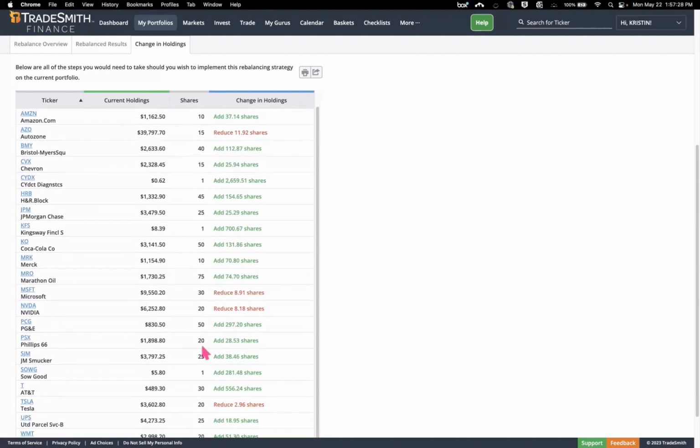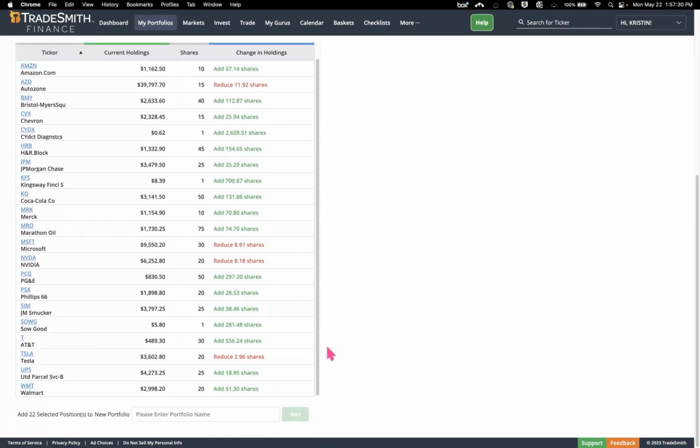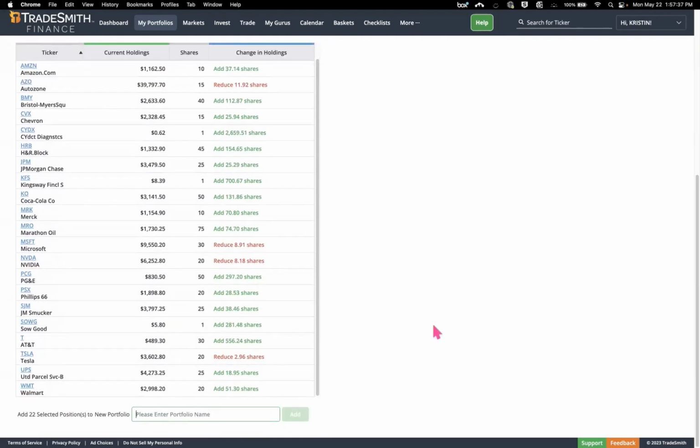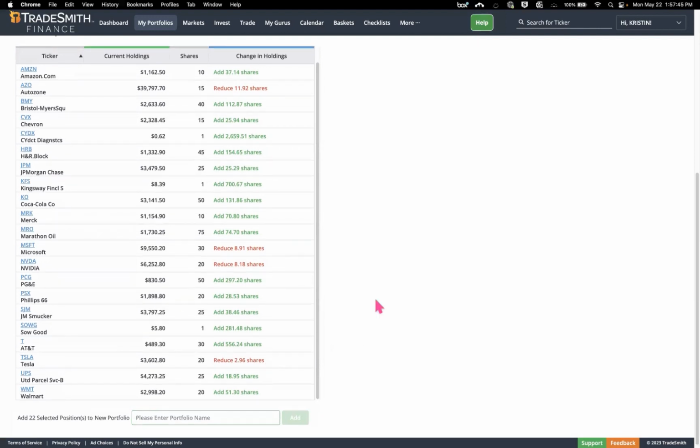Really, I think this is a little simpler to use. So you can just take this. You can also save that to a portfolio if you want it as well. And again, green is to buy more shares. Red is the ones you're going to reduce. And again, it's fractional shares, so it's up to you if you want to round up or down.